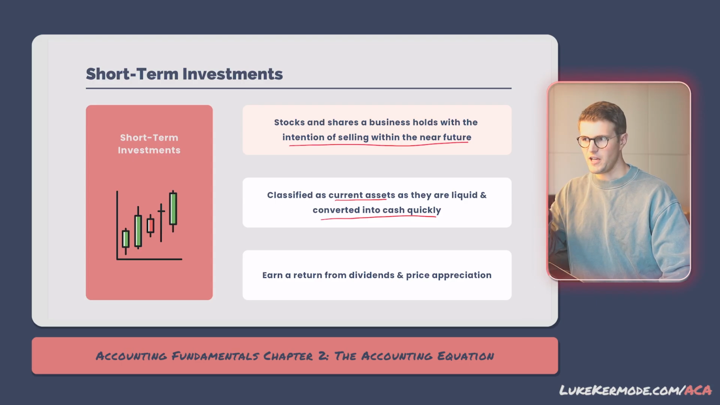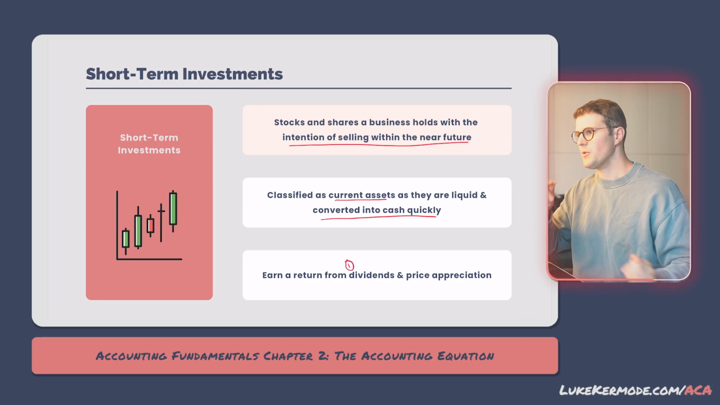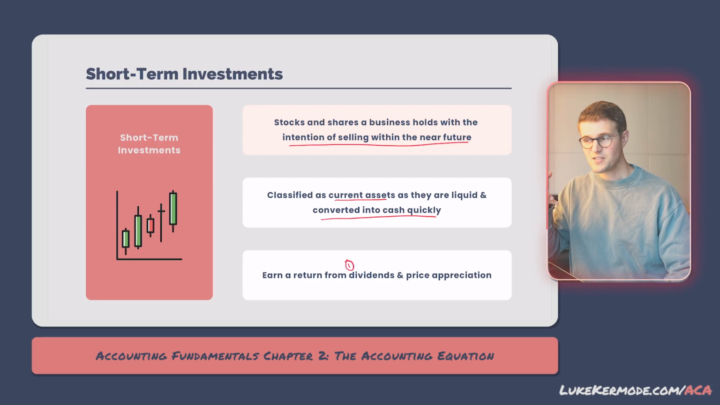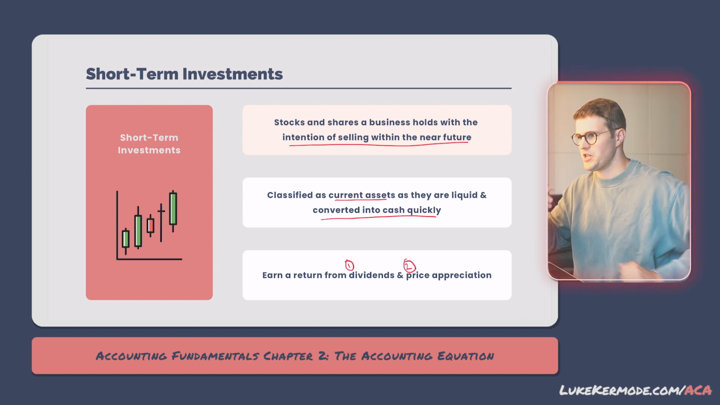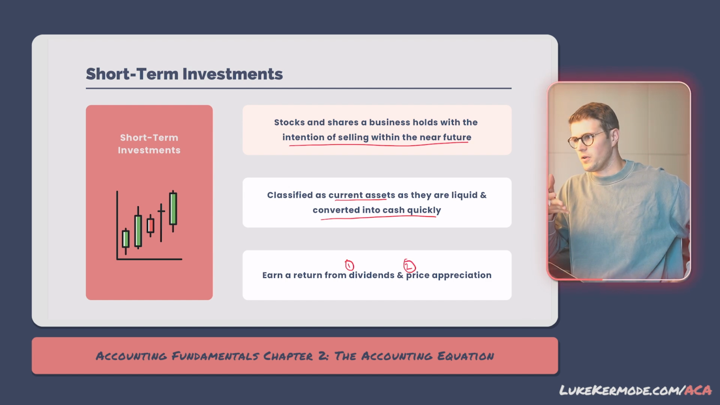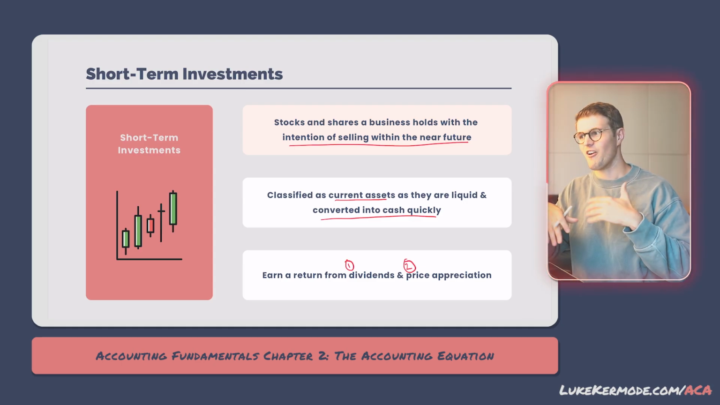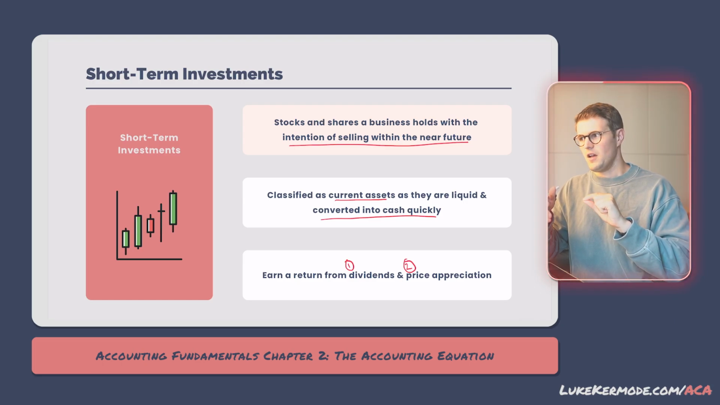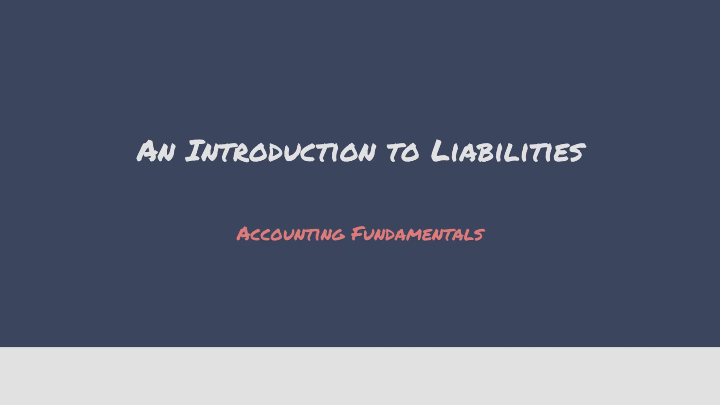The return from these investments can come from two main sources. One of those is dividends, which are payments received from the companies or investments that the business invests in. Second is share price appreciation, which happens when stocks are sold for more than they're bought for. So by classifying these investments as current assets, the business's accounts will clearly show that it expects to convert them into cash within the short term.